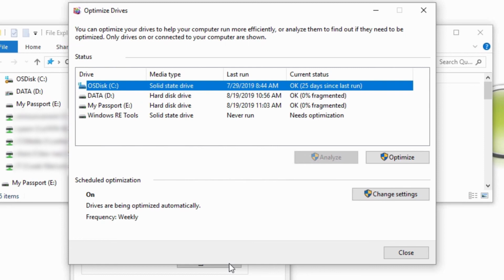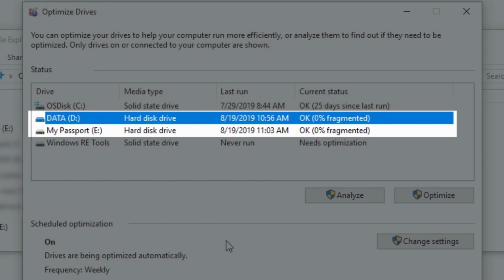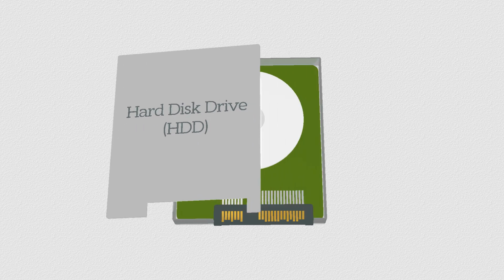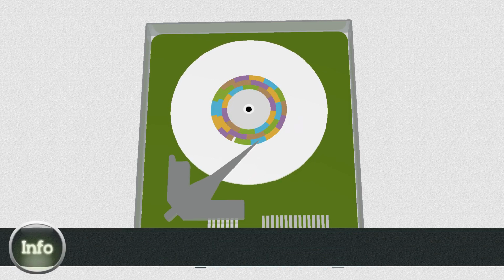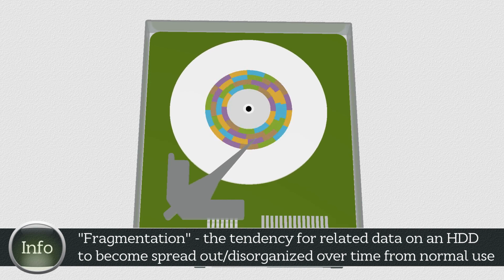Optimizing and defragmenting are two different functions with essentially the same goal of speeding up your computer. As long as you're running Windows 7 or newer, your computer decides which one to do to your disk depending on what type of hardware it is. Defragmenting works on hard disk drives, sometimes called HDDs, which are the more traditional drive type for laptops and desktops. These drives have a spinning disk in them, and the data on the disk can become spread out and disorganized after some time, just from normal use.